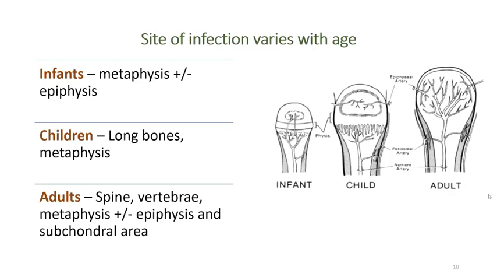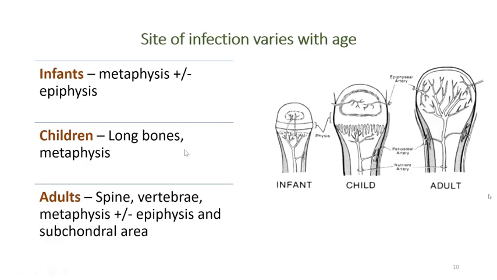and the joint space. But again, when we consider adults, they don't have the growth plate and the metaphyseal arteries are connected with the epiphyseal arteries, and there's a connection between the metaphysis and the epiphysis. So infection coming into the metaphyseal area will enter into the epiphysis. So in adults, if it involves a long bone, it involves the metaphysis plus or minus epiphysis. In addition, they can get infection in the spine vertebrae also. Is it clear to you?